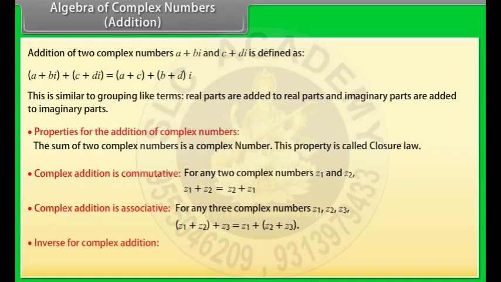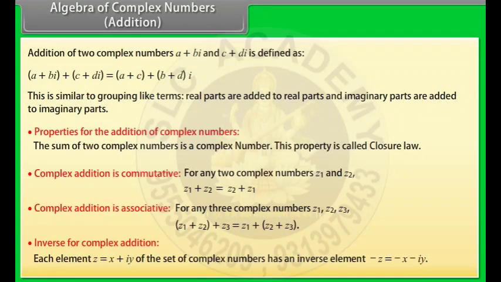Inverse of complex addition. Each element z is equal to x plus iota y of the set of complex numbers has an inverse element, minus z is equal to minus x minus iota y.